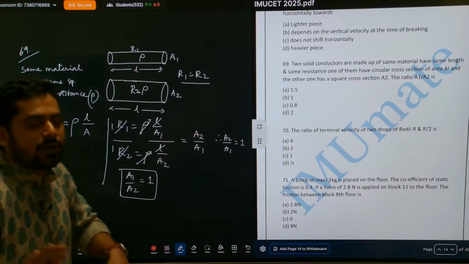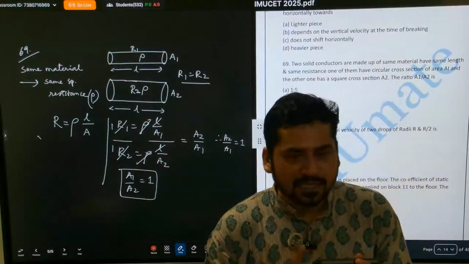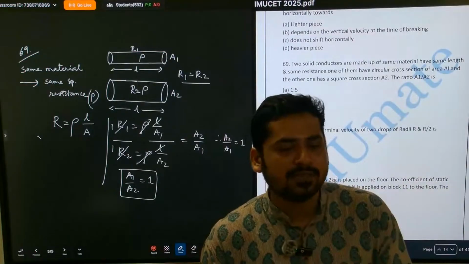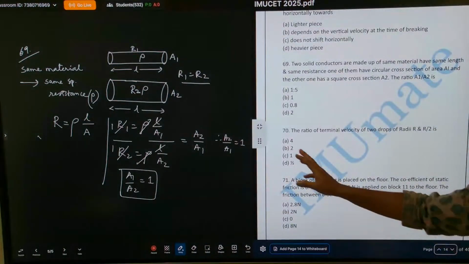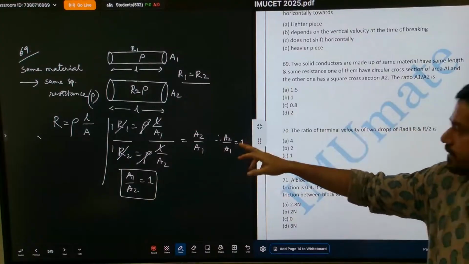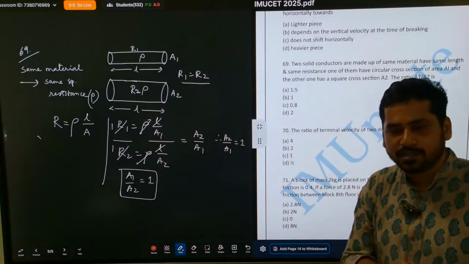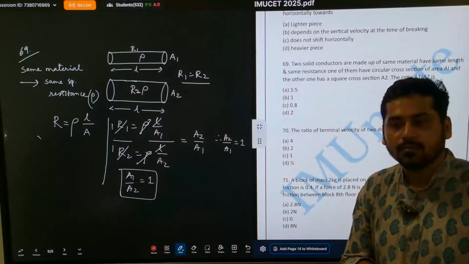See, look at it common sensically. Length same, area same, resistance same. Sorry, material same. Area has to also be the same. From common sense also you can do it. Everything is the same, so the ratio of the areas will also be the same. You can ask me the question if you have any doubt.